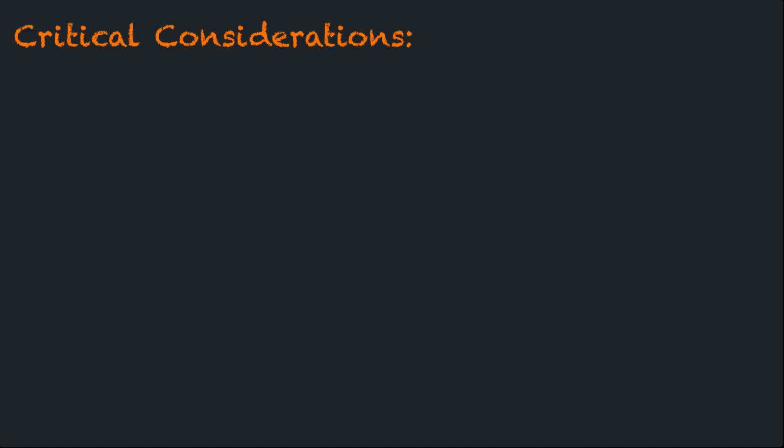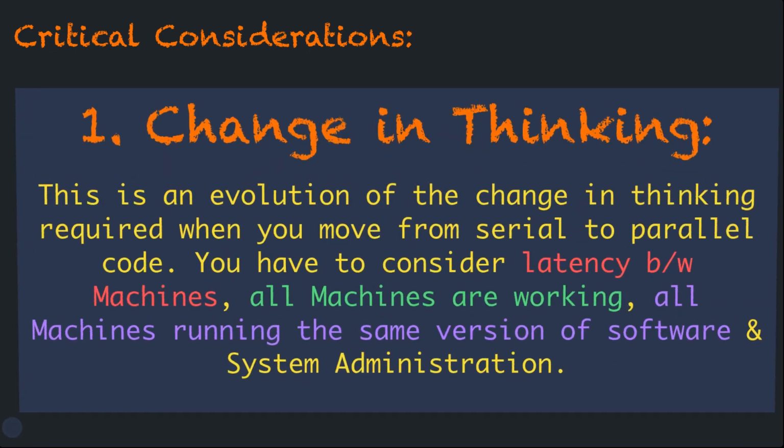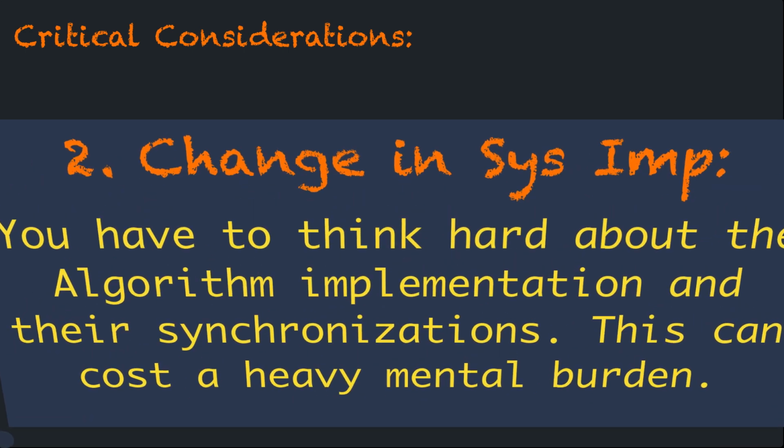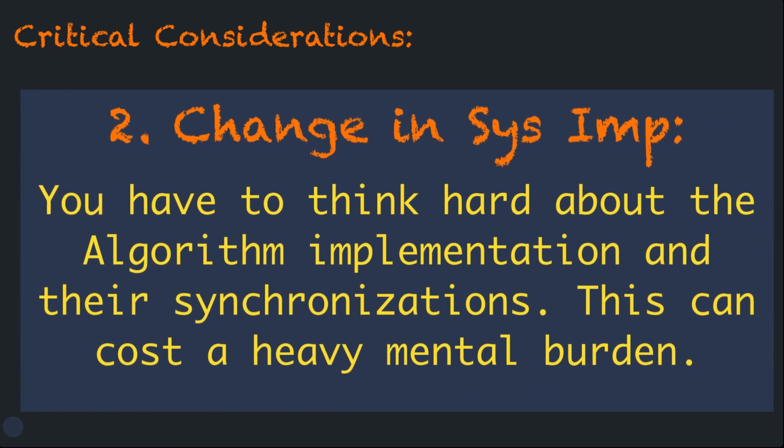Let's discuss the critical considerations you must think about. Moving to a clustered solution requires a change in thinking. This is an evolution of the change in thinking required when you move from serial to parallel code. Certainly, you have to consider what happens when you have more than one machine. You have latency between machines. You need to know if your other machines are working, and you need to keep all the machines running the same versions of your software. System administration is probably your biggest challenge. Also, you normally have to think hard about the algorithms you're implementing, and what happens when you have all these additional moving parts that may need to stay in sync?